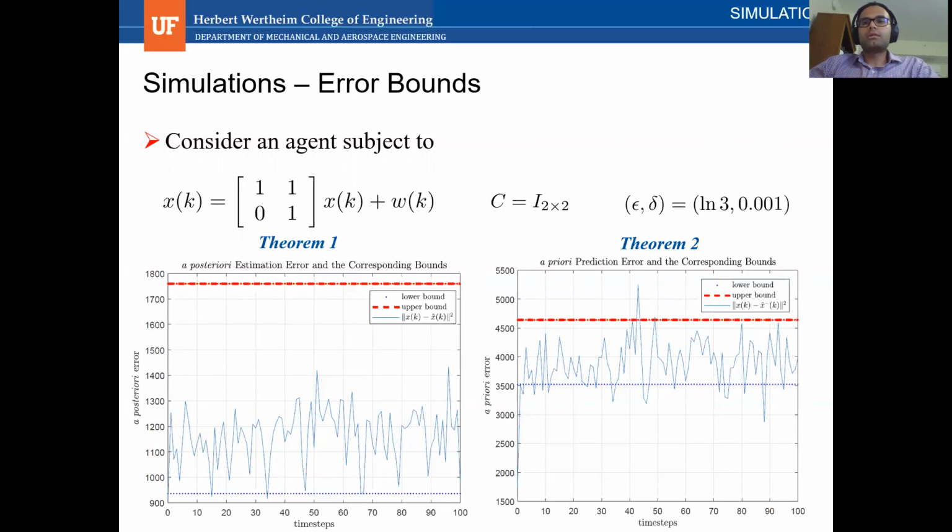So in summary, this paper provided novel bounds for both filter entropy and filter errors in state estimation. And also, we proposed guidelines for calibration of privacy levels when enforcing differential privacy.